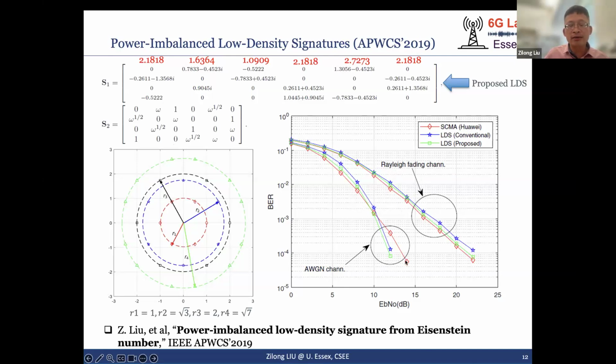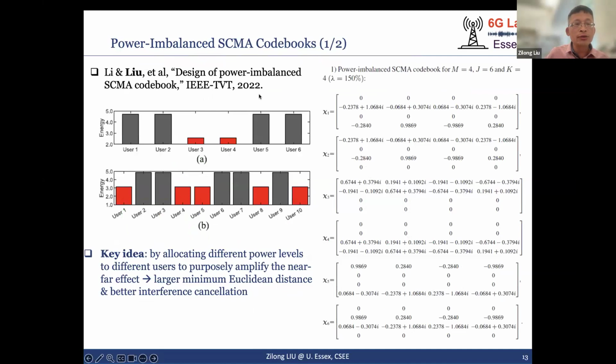Starting from this research, we looked into this power imbalance SMA codebook design in 2022, and we published this paper in TVT. Our key idea is to allocate different power levels to different users, such that we are able to purposely amplify the near-far effect. We found out that by doing so, it is likely for us to achieve a larger minimum Euclidean distance, and hence we are able to have better interference cancellation.